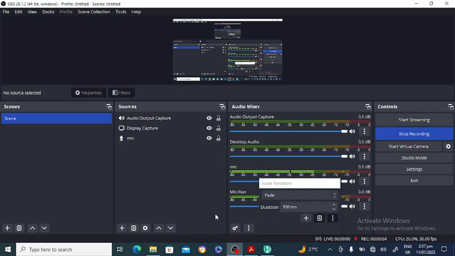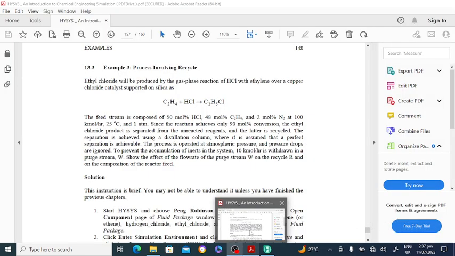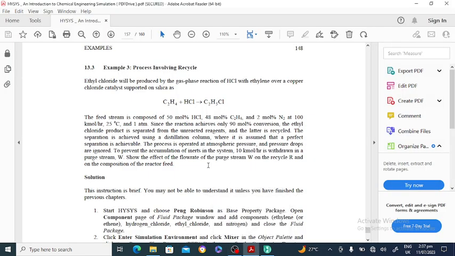In this lecture we will discuss the production of ethyl chloride, which is an alkyl halide. This is an example related to the production of ethyl chloride. Ethyl chloride will be produced by a gas phase reaction of HCl with ethylene over a copper chloride catalyst supported on silica, as given in this reaction.